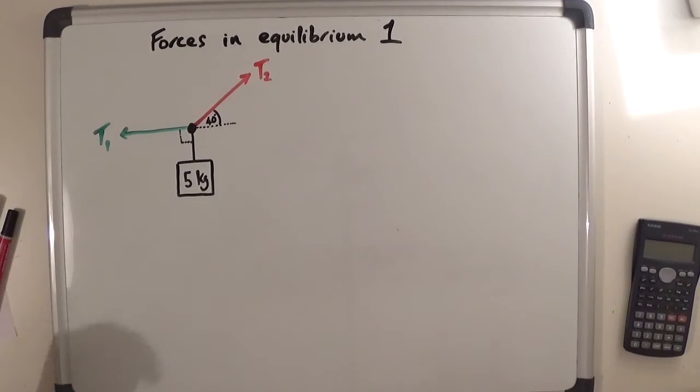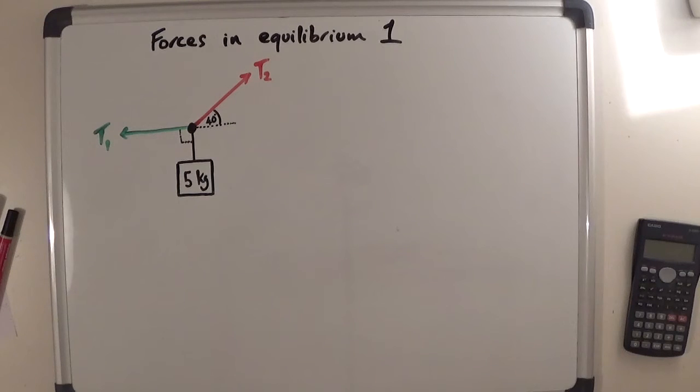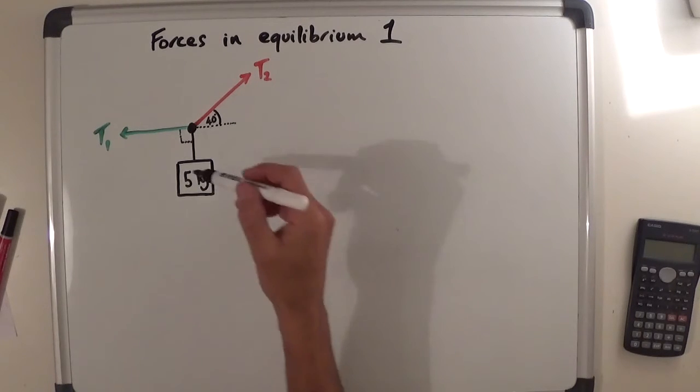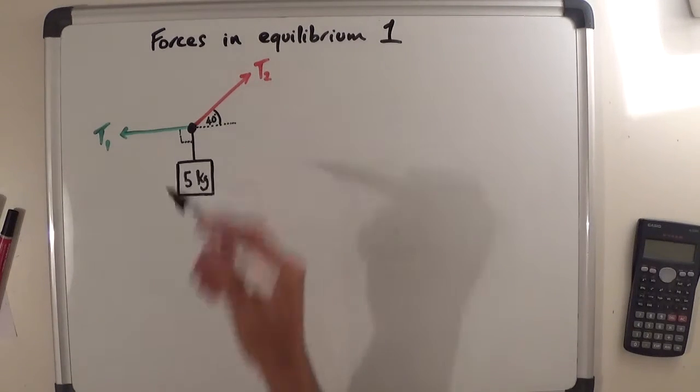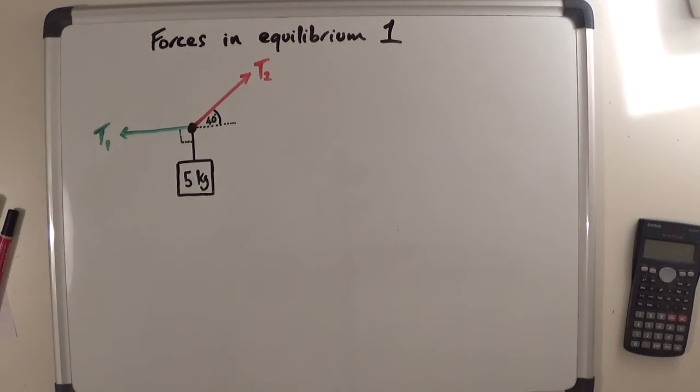Anyway, at this stage what we want to say is, what is the tension in T1 and what is the tension in T2? This is all the information you need in order to solve this. You don't need anything else. You need to know one of the forces and an angle, and that's all you need, as long as one of them's at right angles. This is the situation.